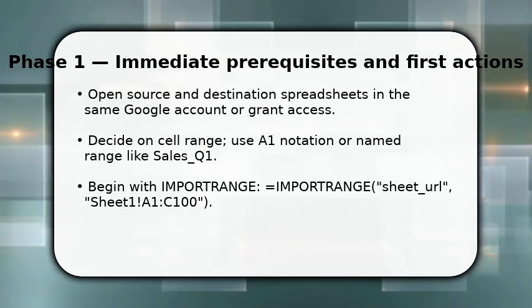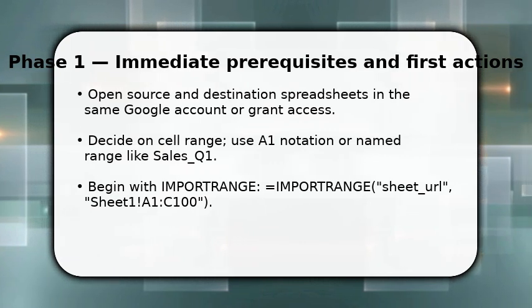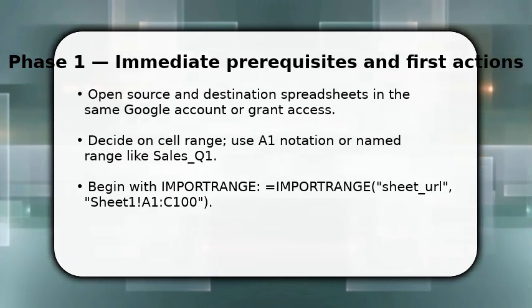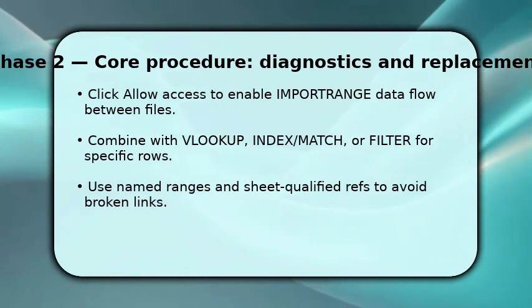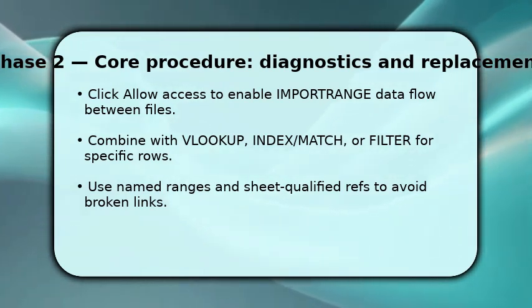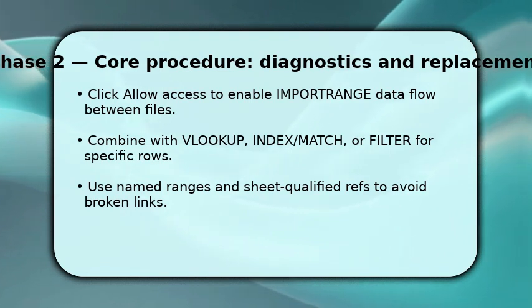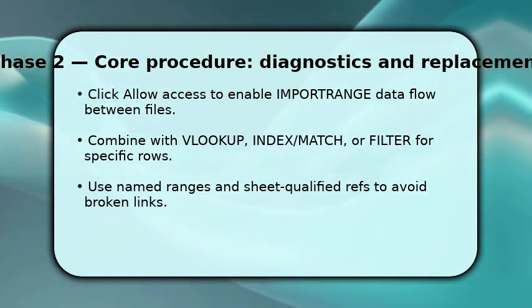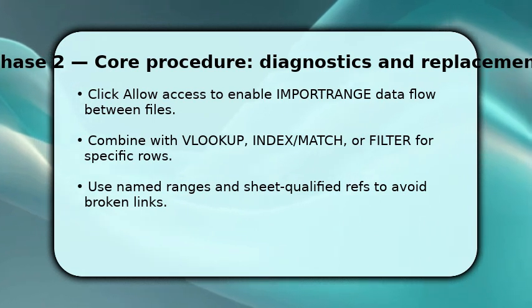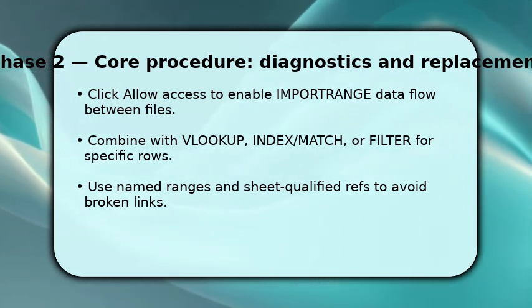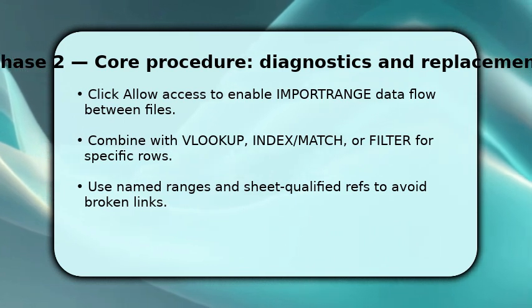Once you allow access, refine how the imported data appears. For single lookups, wrap IMPORTRANGE with VLOOKUP, like equals VLOOKUP(B2, IMPORTRANGE(URL, "Sheet1!A:C"), 3, FALSE). For flexible matching, use INDEX/MATCH: INDEX(IMPORTRANGE, MATCH). If you need multiple rows, combine with FILTER or ARRAYFORMULA to expand results automatically.